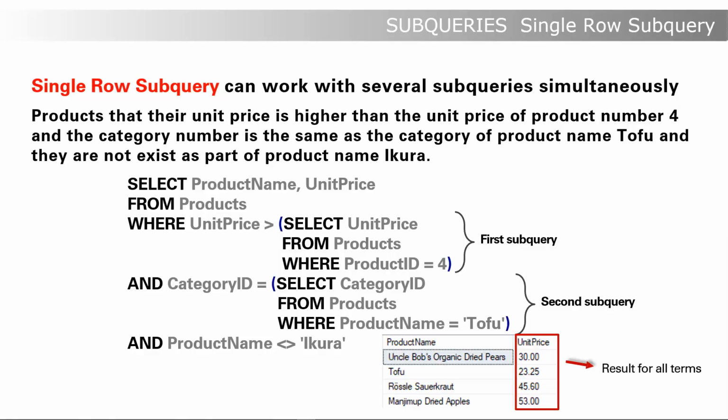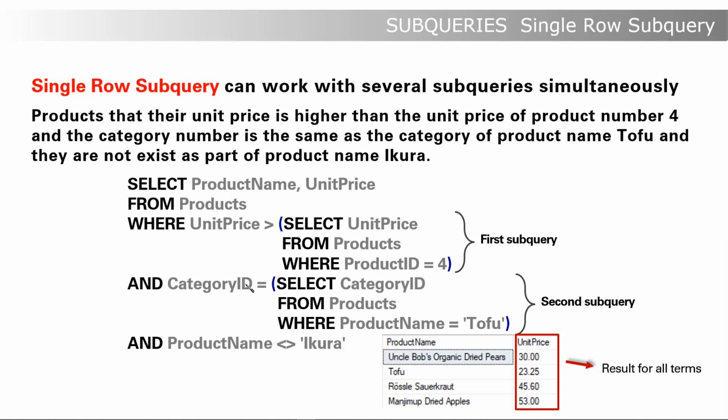In this lesson, we will do several subqueries simultaneously in one query. Let's see. We have product that their unit price is higher than the unit price of product number 4. Here we see unit price, product number 4, and we want the unit price of the main query to be higher than that. And the category number is the same as the category of product name tofu.